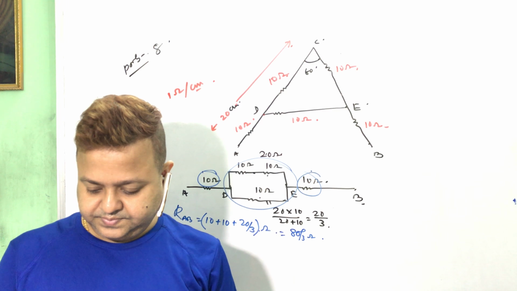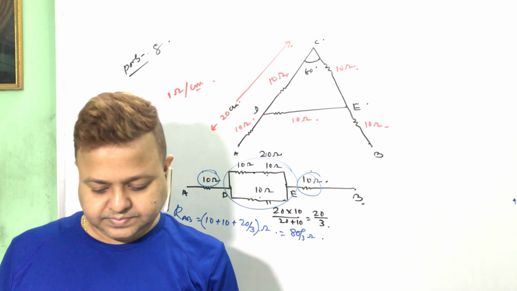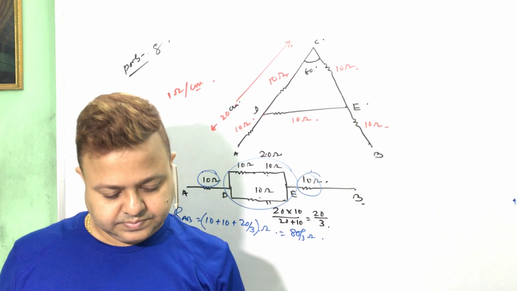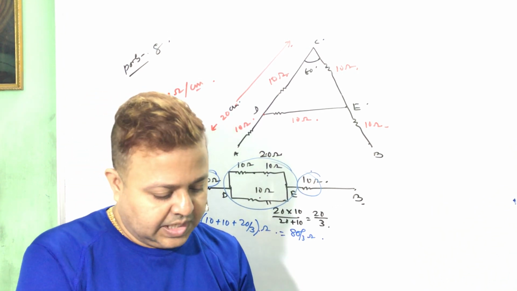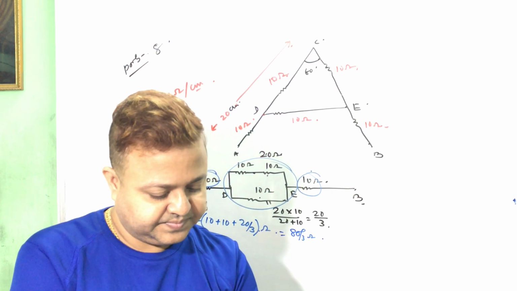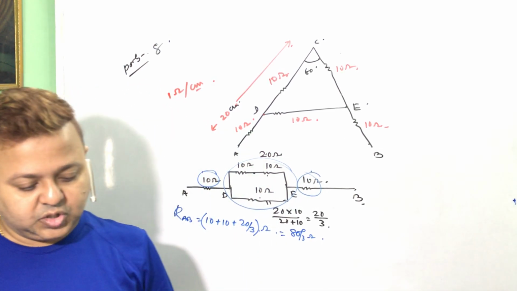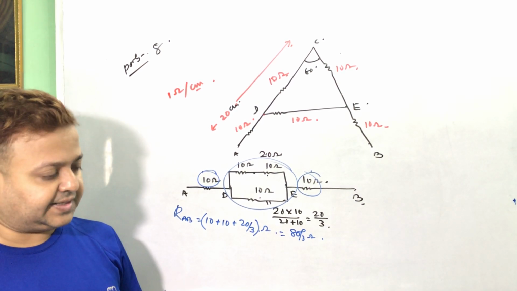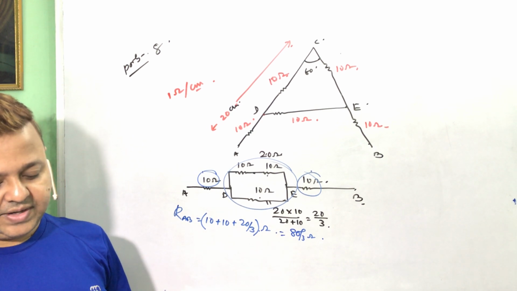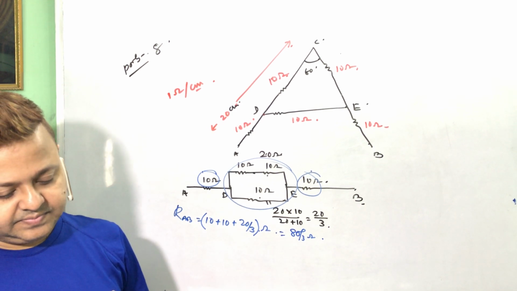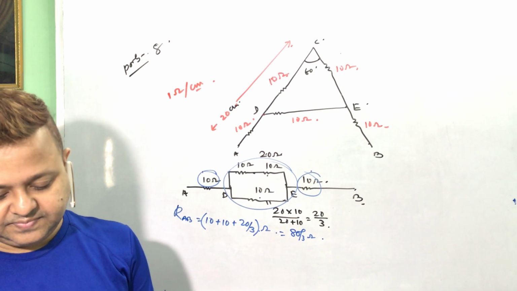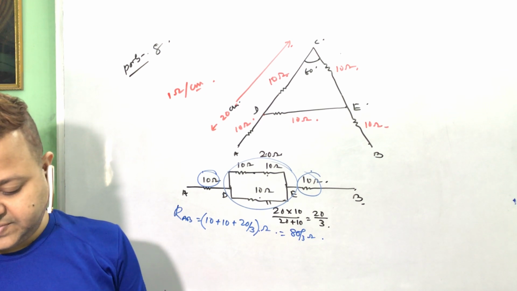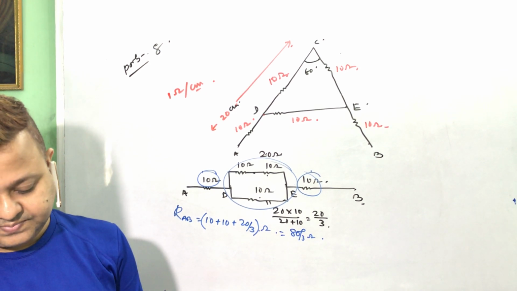Next one. You are given 24 number of cells, each of EMF 2 volt and internal resistance 1 ohm.